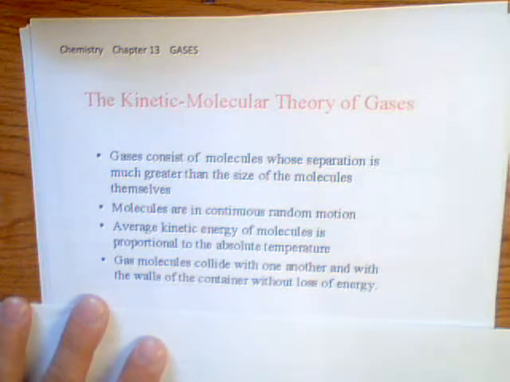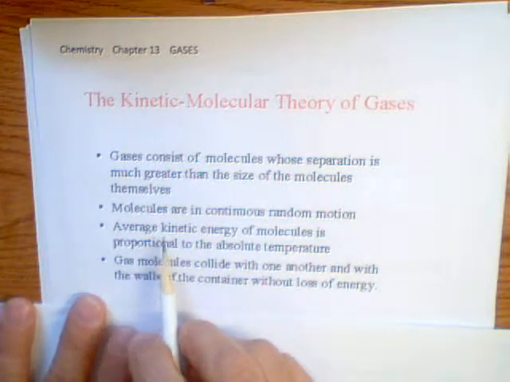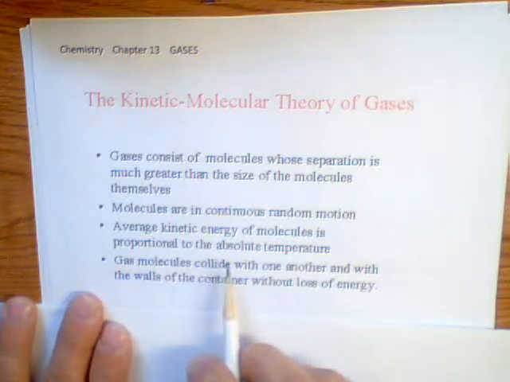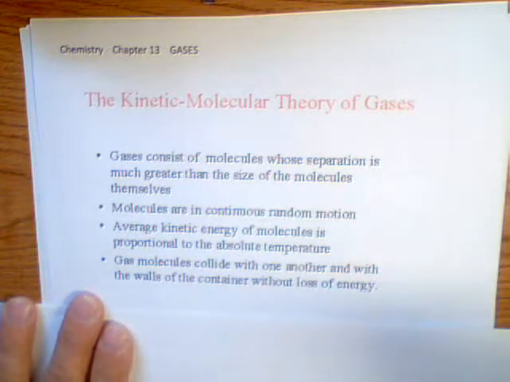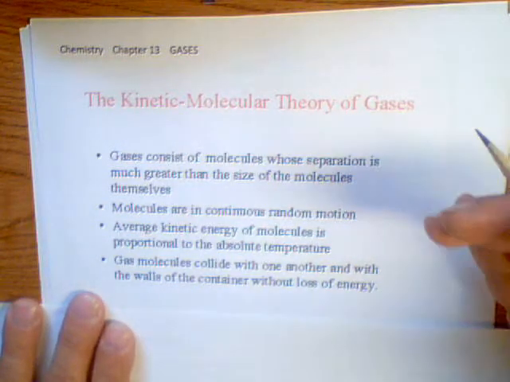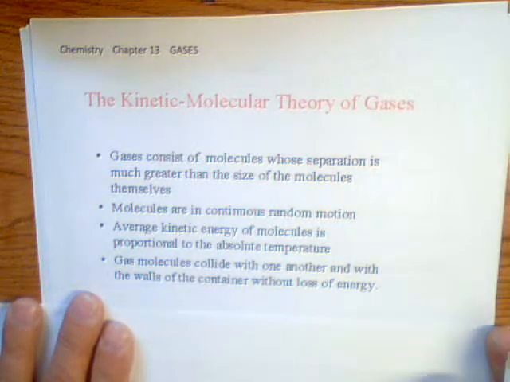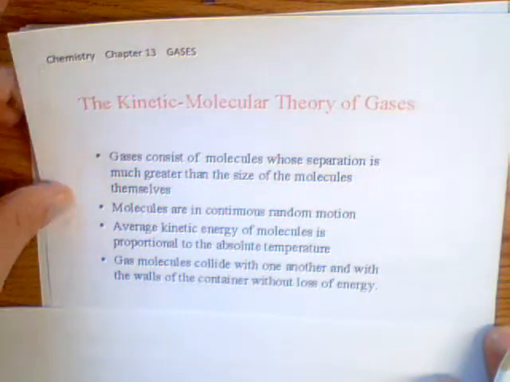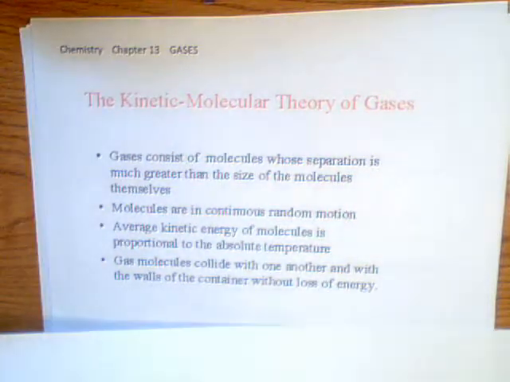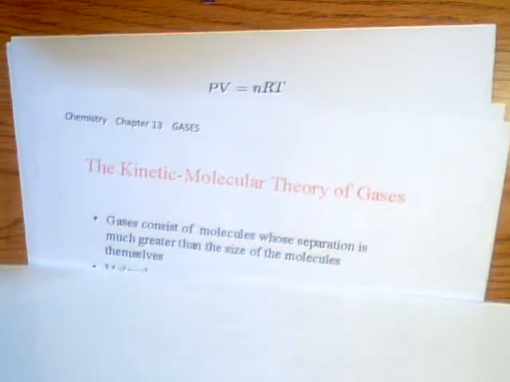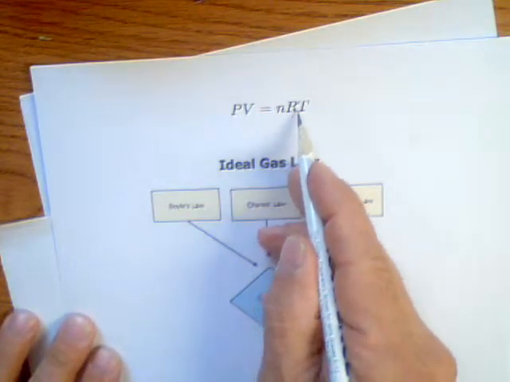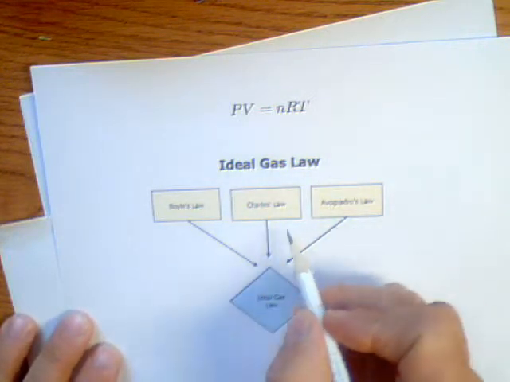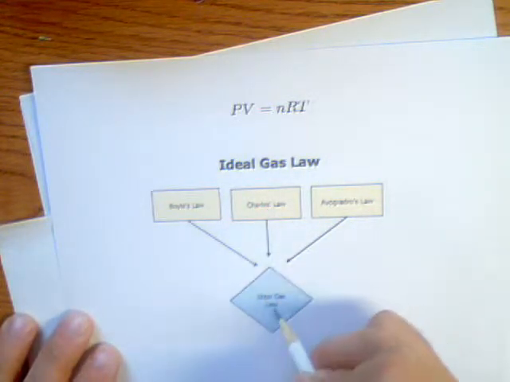So when we read things like the average kinetic energy of molecules is proportional to the absolute temperature, well, that's Charles' law. These laws are the kinetic molecular theory of the gases. Now, Charles' law is part of the ideal gas law. The ideal gas law is PV equals nRT.